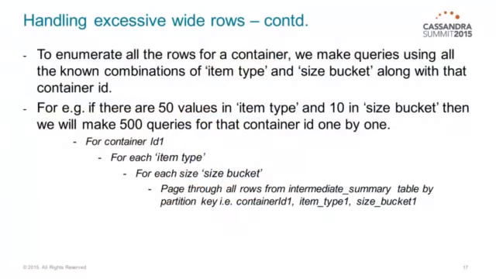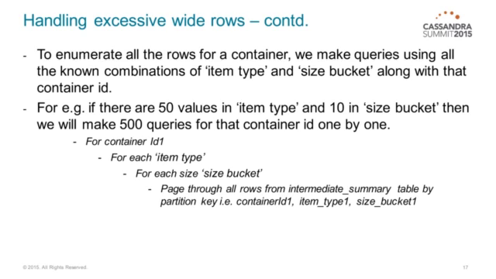Now, because we have to enumerate all the items for a container for our ETL, how would we do that? We know the container at hand, and let's say we have 50 possible values for item type and 10 possible values for size buckets. So we have a maximum of 500 combinations. We'll start with that container ID, and then do 500 lookups in this example. That allows me to get all the partition keys for a given container, and then for each lookup we'll page through all the logical rows for that partition key.